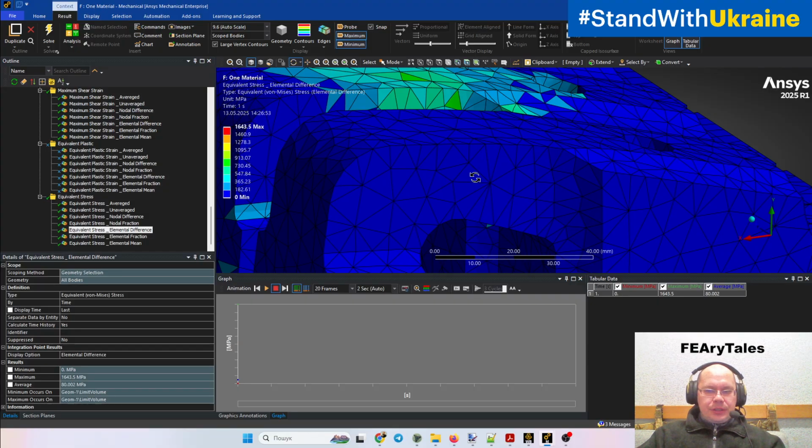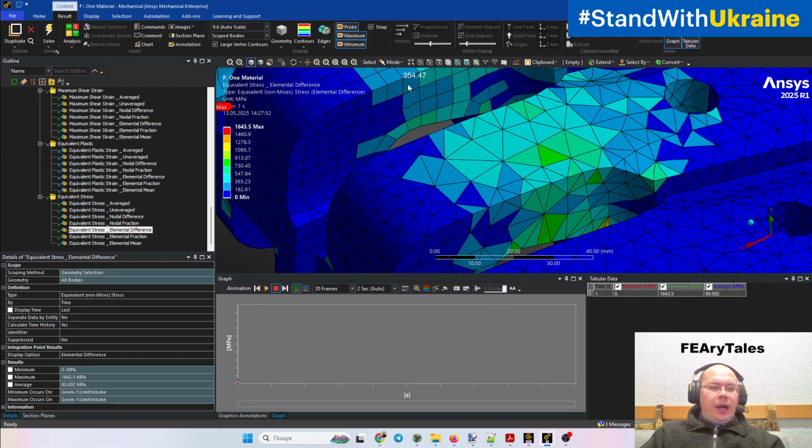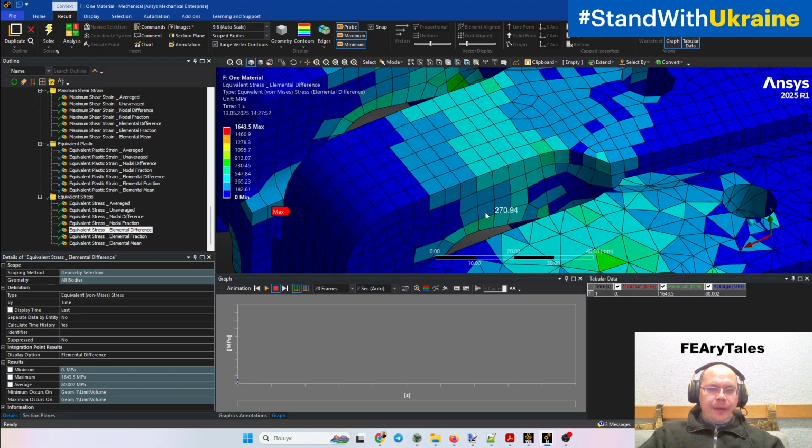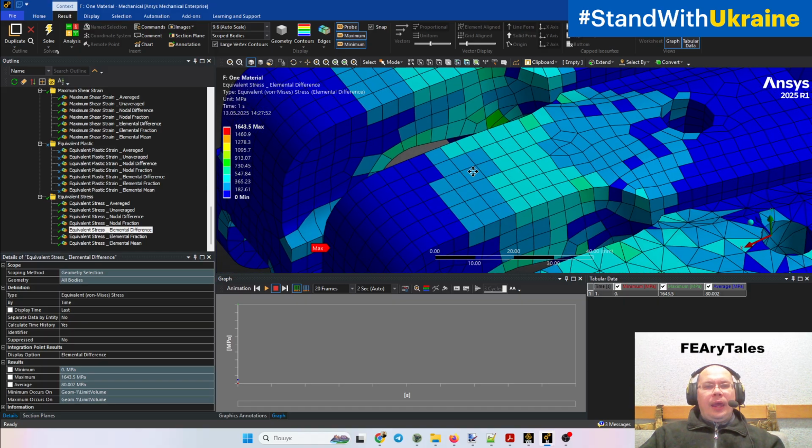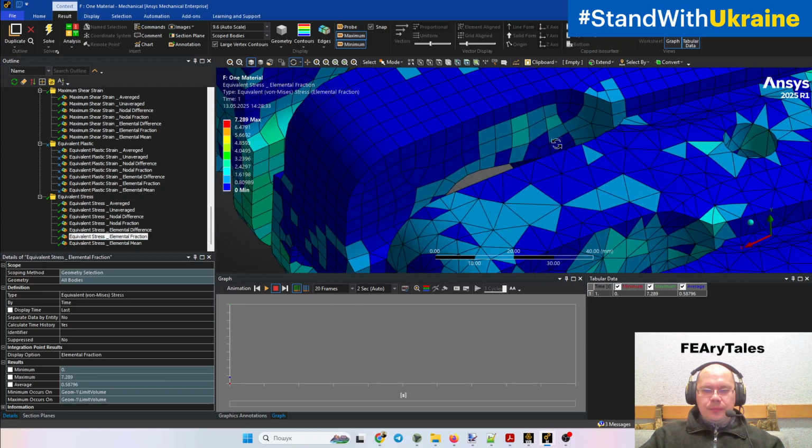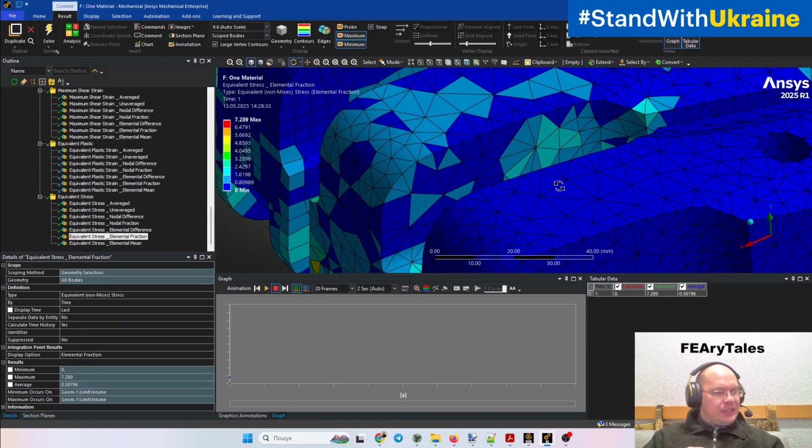Because linear tetra has a constant value, and in all nodes we have the same values, the nodal difference is present, but the element difference is not. In all other variants, where we have different node stress inside of one element, we have the element difference for every element. And the same for element fraction: it's a ratio between element difference and the averaged value of element stress.